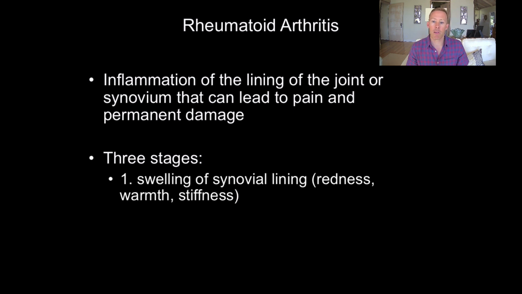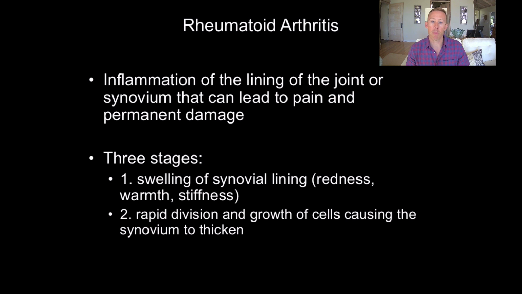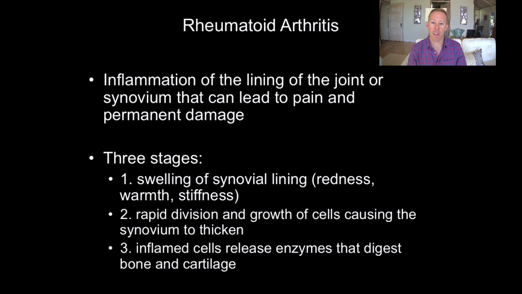It goes through 3 stages. We have a swelling of the synovial lining, so you see redness, warmth, stiffness, just like osteoarthritis in a way. And then we see this rapid division and growth of cells, which causes the synovium inside the joint to thicken. And then the inflamed cells release enzymes that digest the bone and cartilage. So again, it's an autoimmune disorder where your own immune system is recognizing your cells as invaders and digesting them.